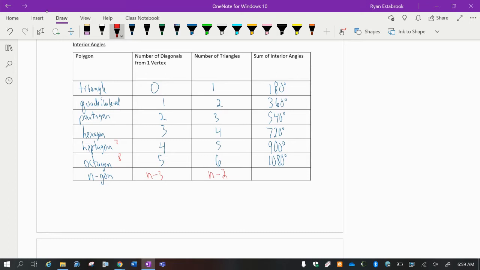Then from this column to the last column, the most significant one, we took whatever this number was and multiplied it by 180 degrees for each of those triangles. So we get this formula, n minus 2 times 180, for the sum of the interior angles. Very important formula for us. If you have a convex polygon with n sides, the sum of all the interior angles is going to be n minus 2 times 180, where n is the number of sides. Very important formula for us.